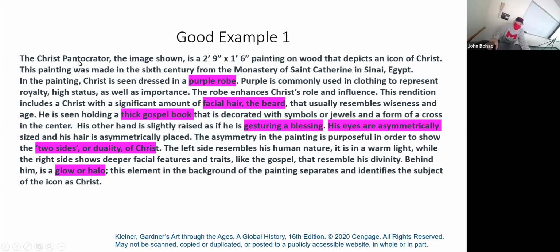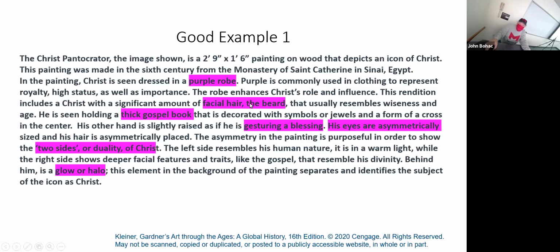And here is another name for this image, the Pantocrator. It's the same one, the St. Catherine in Sinai in Egypt. Like I say, this has a number of names. It was important that you realize that this is Christ, seen dressed in a purple robe. That's the robe part. The purple is commonly used to represent royalty, high status, as well as importance.